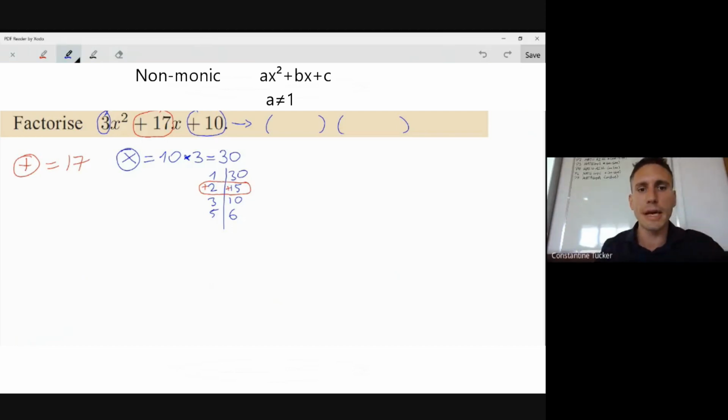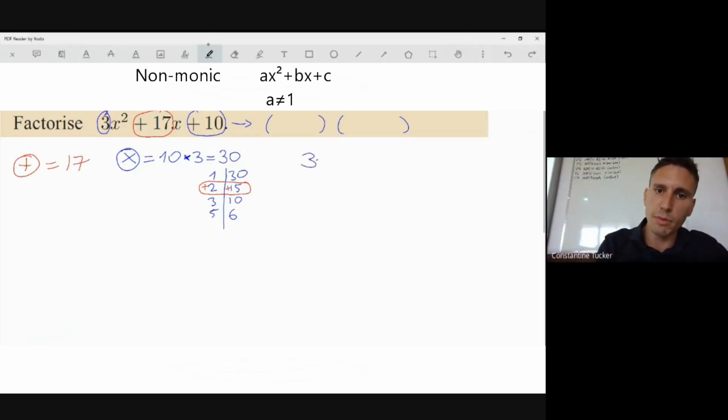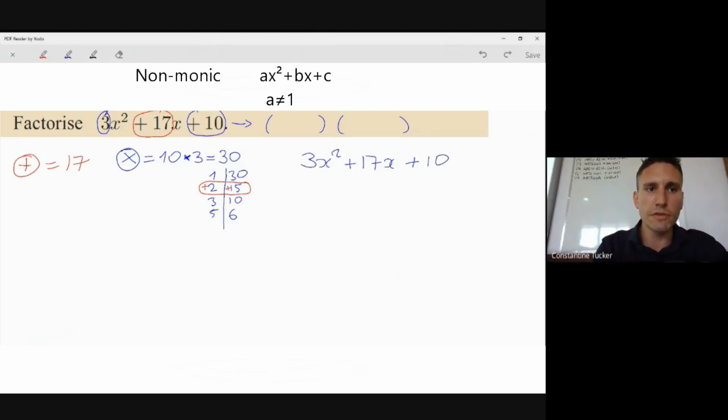Now, how does it work now that we found those 2 numbers? Let's see. I'm just going to quickly show you something. I will rewrite this problem, 3x squared plus 17x plus 10. So basically, this is the problem we have. The 2 numbers we found were 2 and 15. What do these numbers do? They help us do a little trick, so bear with me. We will split this middle term, which is 17x, into, let me write it down, positive 2x plus 15x. So what have we done here? We just split the middle term into 2x and 15x, and we got those 2 numbers.